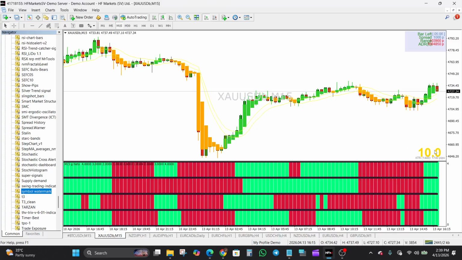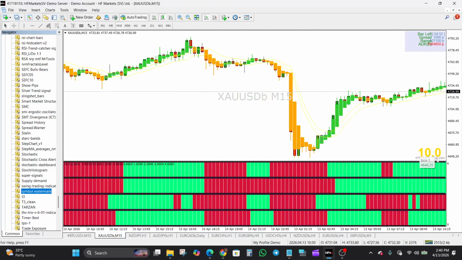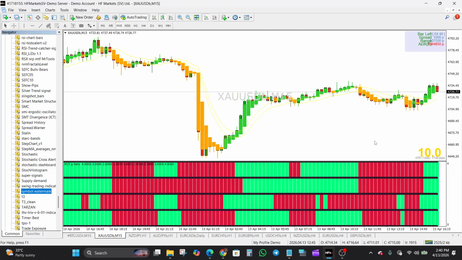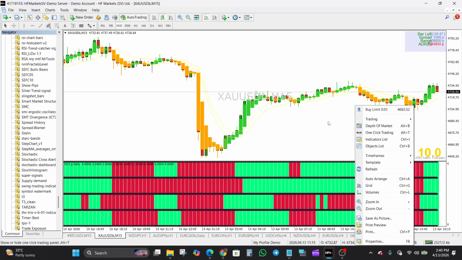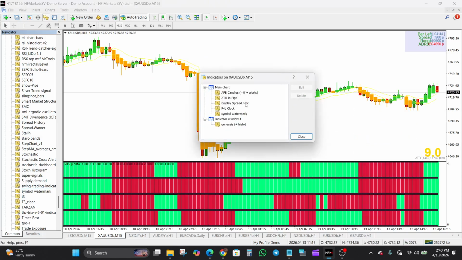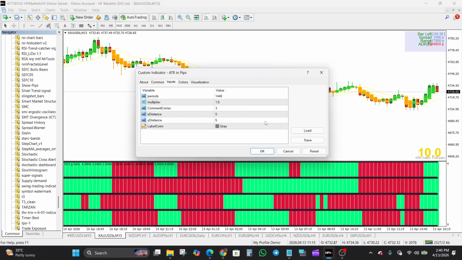All right, and then we can see that another indicator within the system shows us the ATR, and shows us pips, but let's just quickly go to the indicator list. Let's go to pips, ATR in pips. Let us see. Okay, so we went to the settings so we can properly understand it, right? So it shows us the periods. You can see the ATR period here. We can see the multiplier, the comment corner, X distance, Y distance, and all of that.